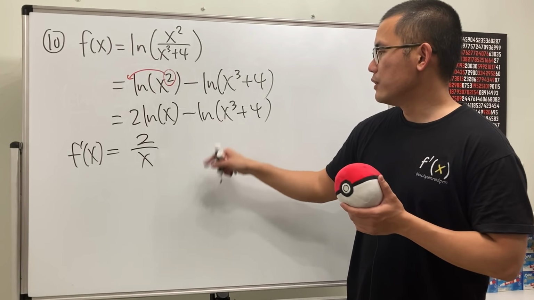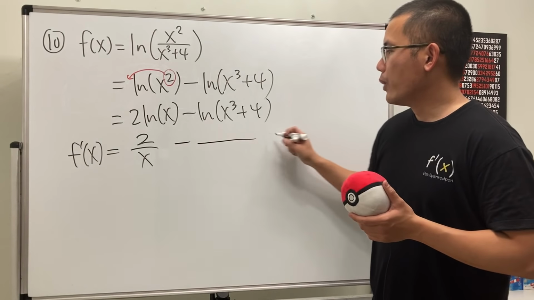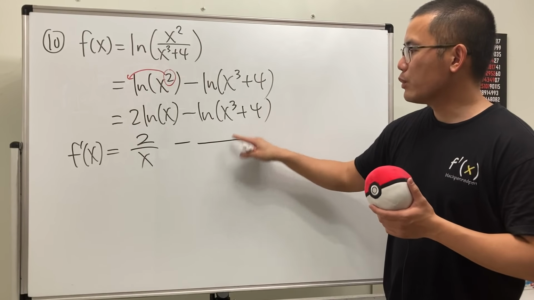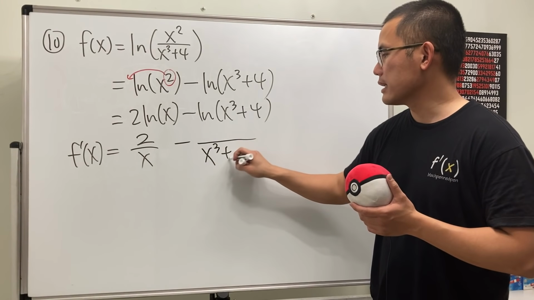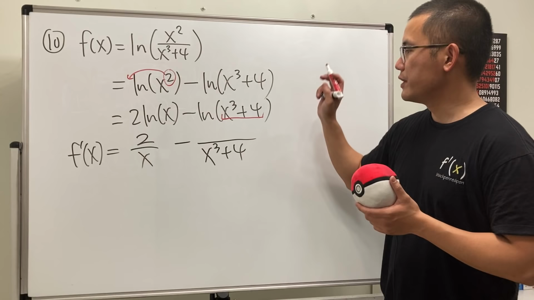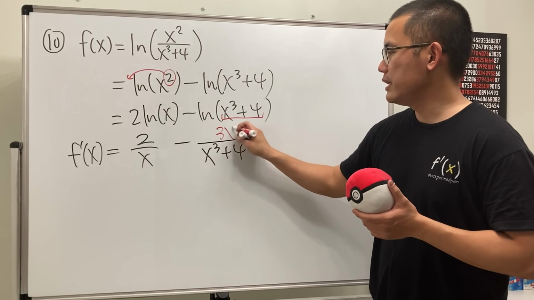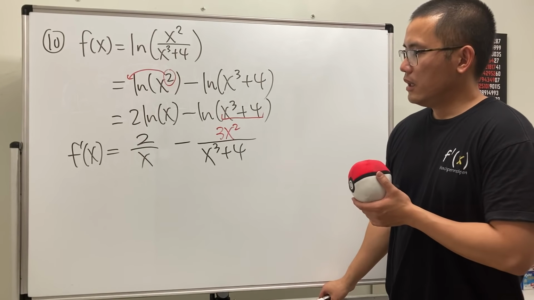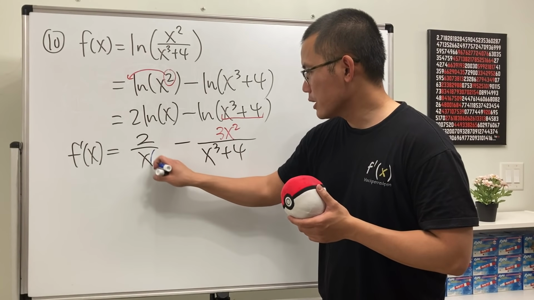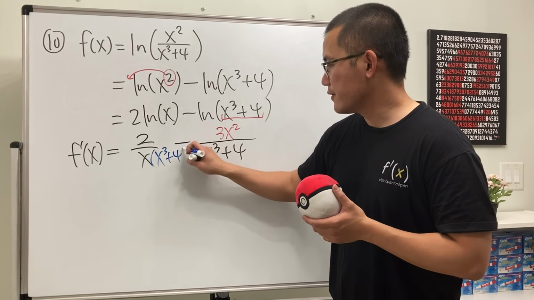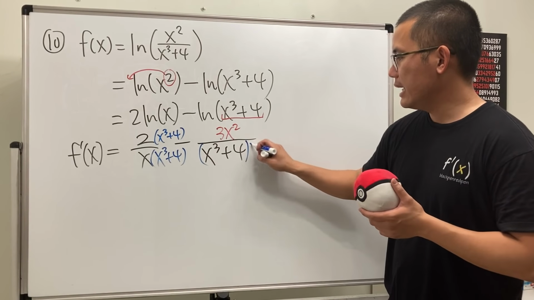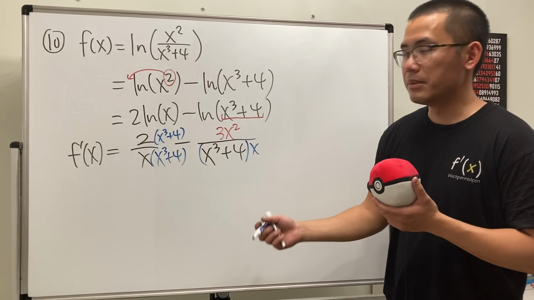Okay? And then differentiating this, we get minus, well, ln, the derivative for that is just the inside will go on the bottom, so that's x to the third power plus 4. But you know it, we will have to use the chain rule, multiply by the derivative inside, and that will give us 3x squared. So this is it for the calculus part, and at the end we'll just combine the fractions. So let me multiply this by x to the third power plus 4, and also do the same on the top. And let me multiply this by x, so they have the same denominator.